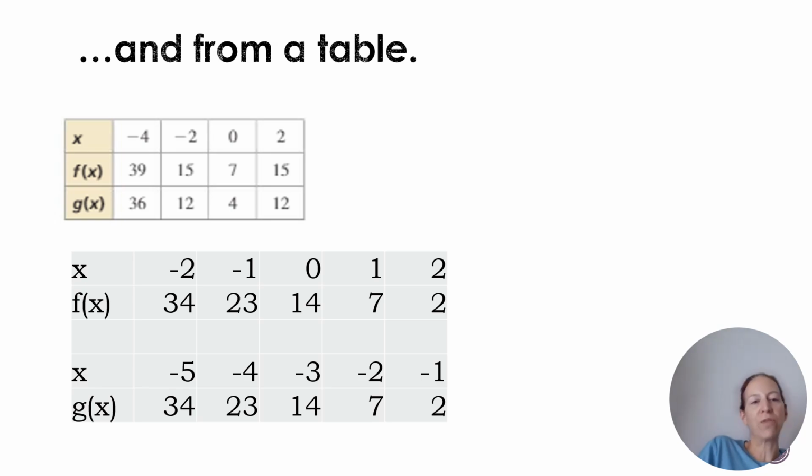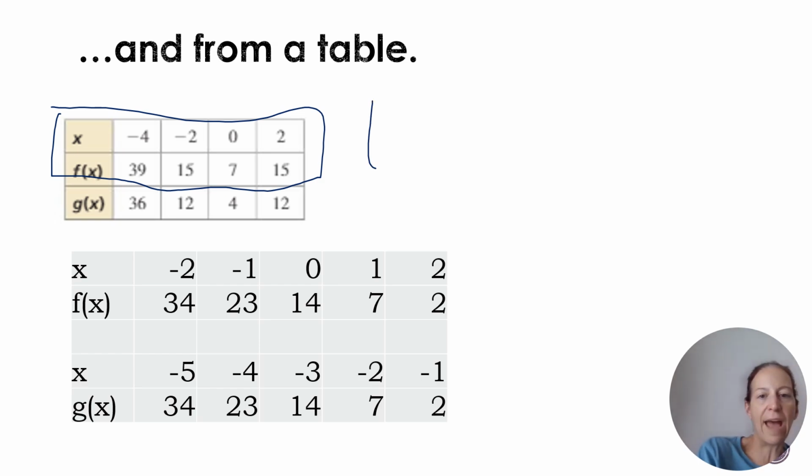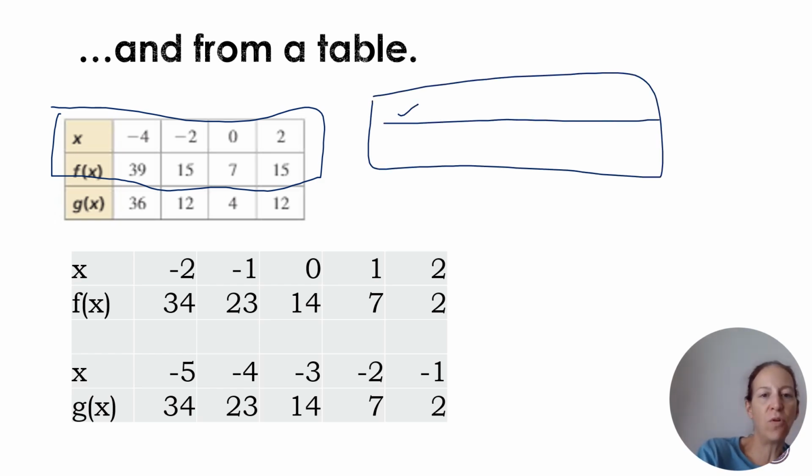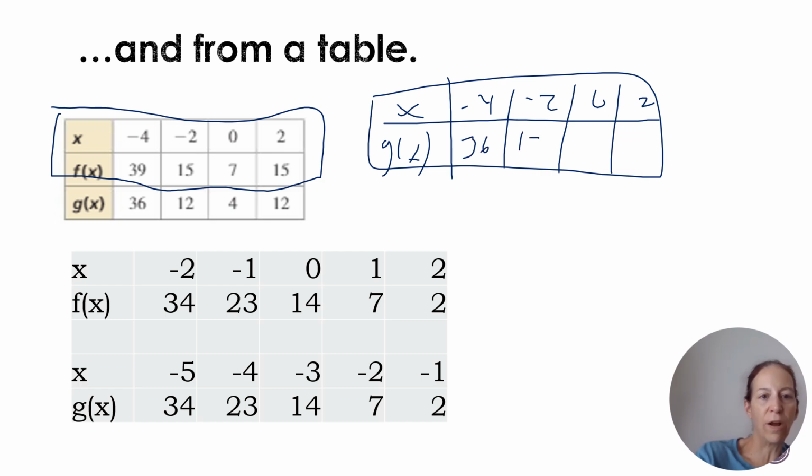Now from the table, this top one that you see came from the curriculum that we are currently using. The bottom one I did. And so there's 2 different ways you could see the table. You can see it with like one set of X's and essentially 2 sets of Y's. So what that really is, it's one table for the X or for the F, and then the table for G of X would have like -4, -2, 0, 2, and 36, 12, 4, 12.